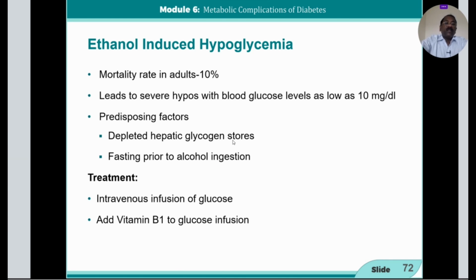Predisposing factors: depleted hepatic glycogen stores, fasting prior to the alcohol ingestion. Treatment: IV fluids of glucose, add vitamin B1 to the glucose infusion. Because it's alcoholic, so use the thiamine. B1 is nothing but thiamine.